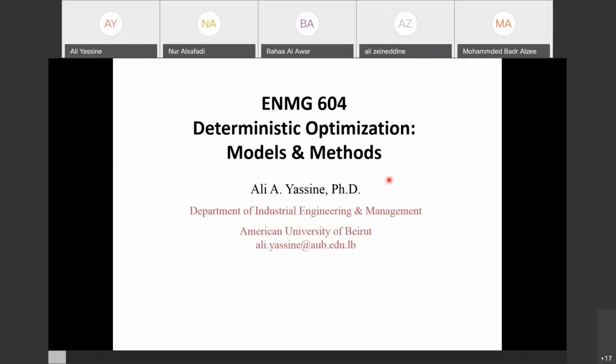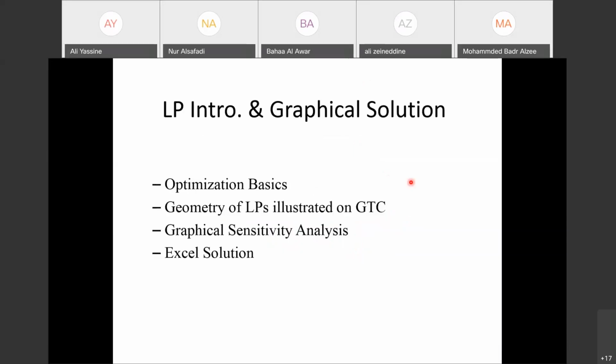Okay, as I said, in today's lecture we will look at a very simple formulation for a simple problem. How do we do a mathematical formulation for a simple problem? And then, if time permits, we'll also look at how to solve it graphically. So we'll look at some basics of linear programming. How can we solve it graphically?